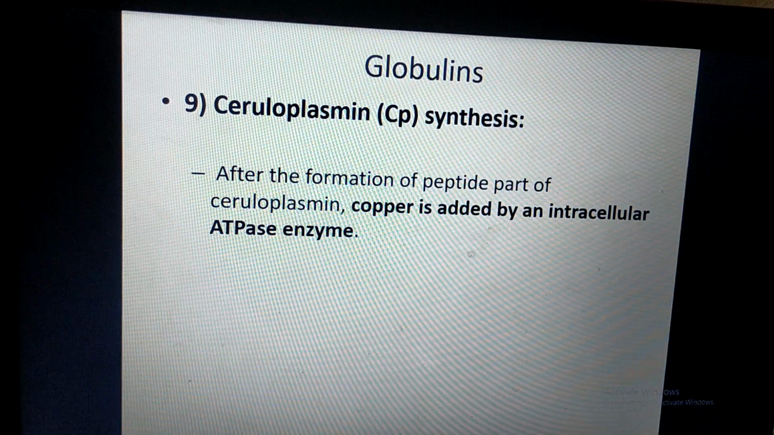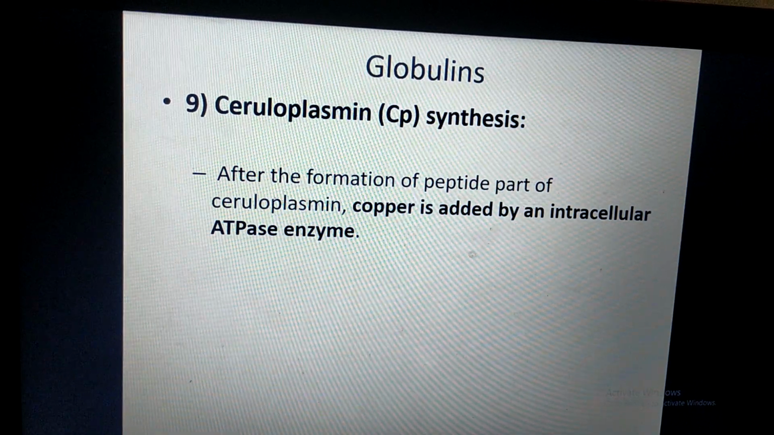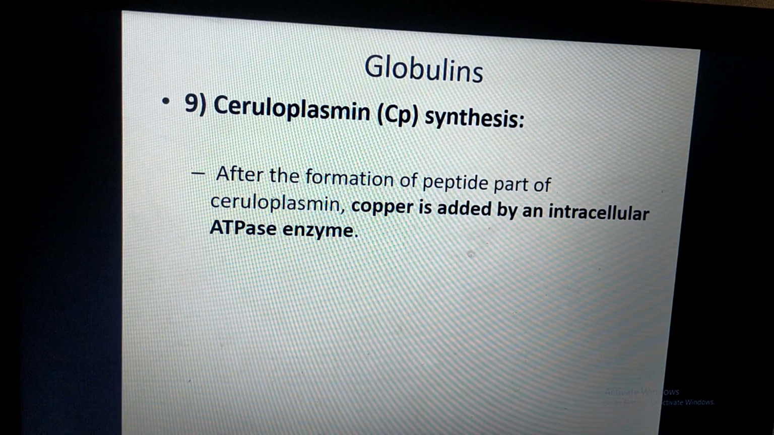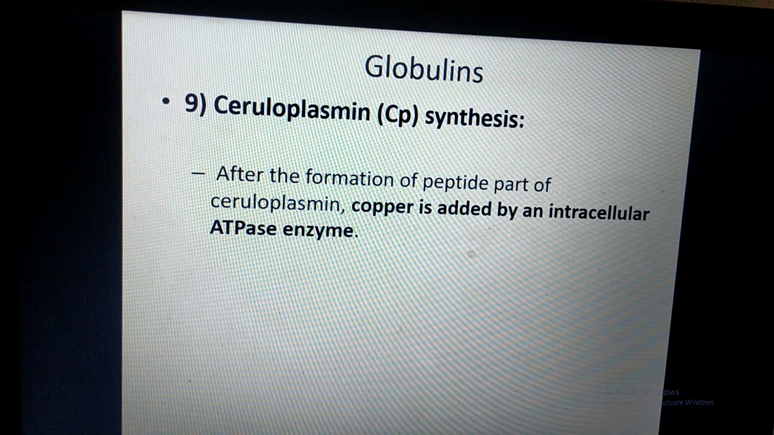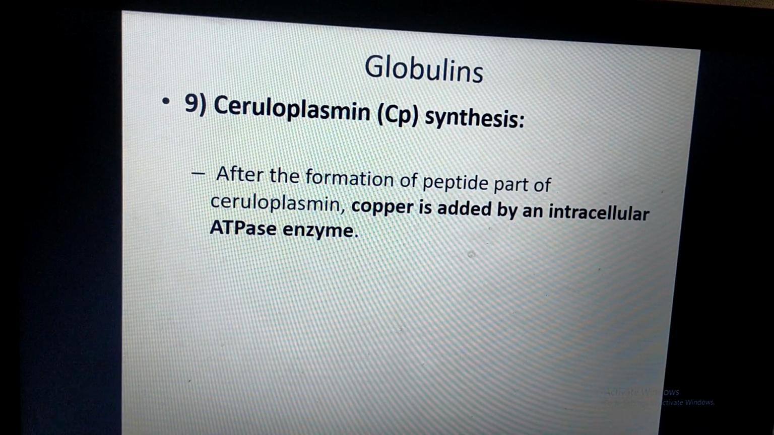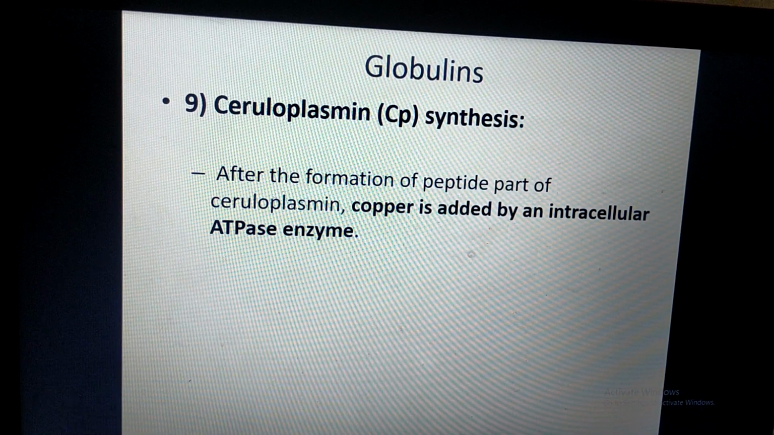Ceruloplasmin is a holoprotein which is made up of apoprotein and cofactor. Here the apoprotein is the protein part and the cofactor is copper. After synthesis of the peptide part of ceruloplasmin, that is apoceruloplasmin, the copper is added into it with the help of the enzyme ATPase. Remember, this ATPase enzyme is very important in the synthesis of the ceruloplasmin holoprotein.